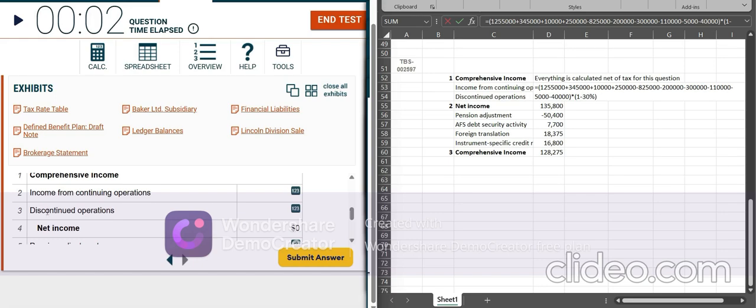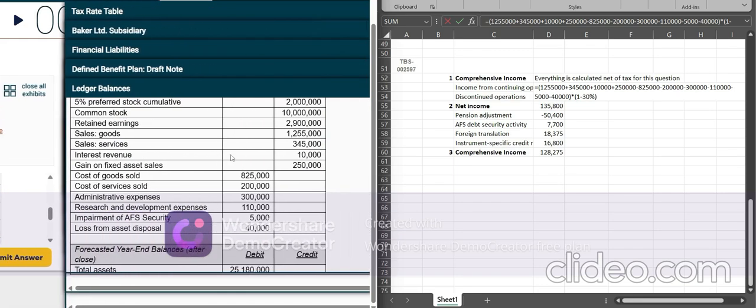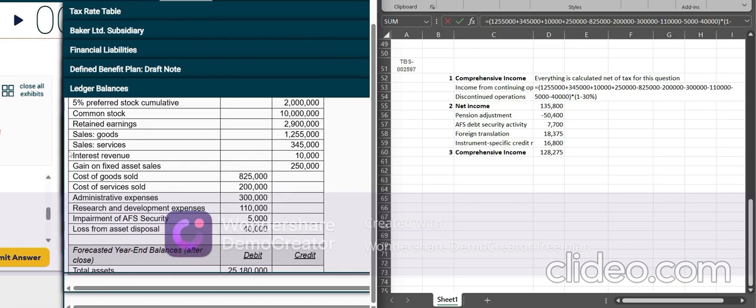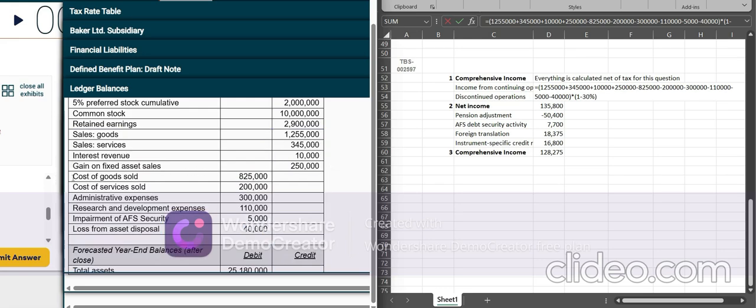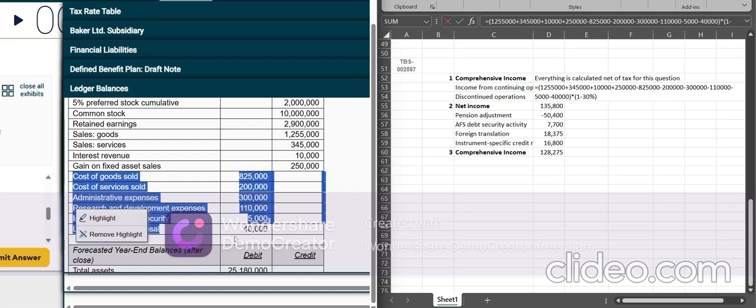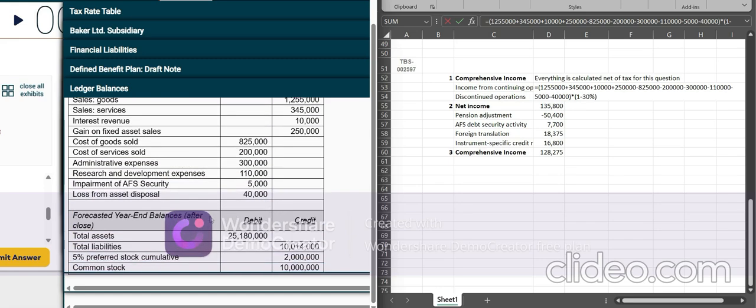So first we have to calculate income from continuing operations, and to calculate this we need to open the ledger balances exhibit. In this exhibit we have to add goods sales, service sales, interest revenue, and gain on sale of fixed asset, and we need to subtract cost of goods sold, cost of service sold, administrative expenses, research and development expenses, impairment of AFS security, and loss from asset disposal.